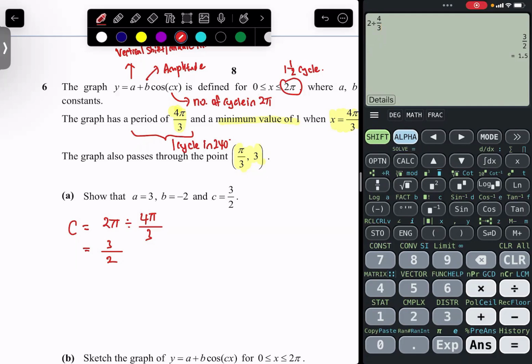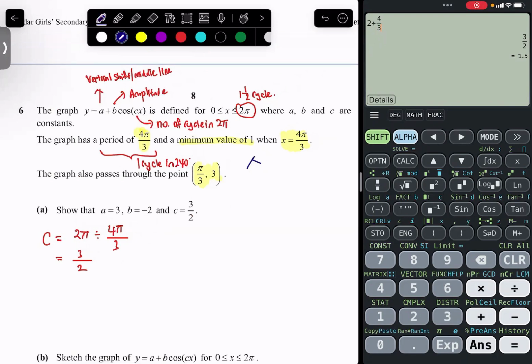Okay. Now, the next thing that we need to find here is that when x equals 4π over 3, it is actually a minimum value. Okay. So this one goes back to our understanding of a basic cosine graph, right? A basic cosine graph starts from the max, goes to the mean, then goes back to the max. So by right, when it completes one cycle, it's actually at the maximum.